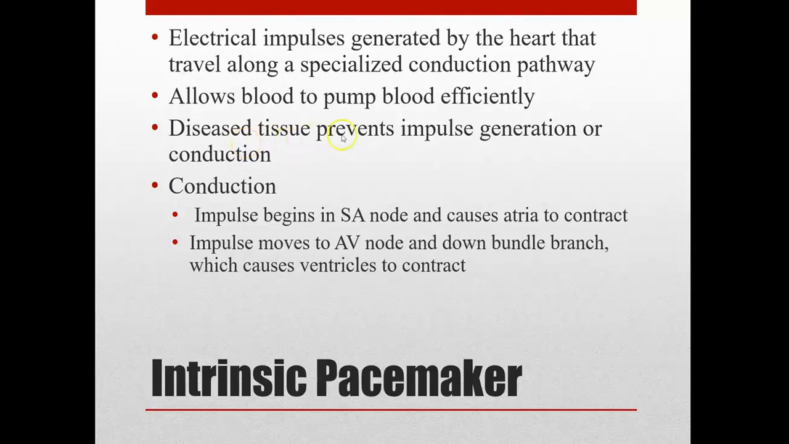And then diseased tissue can prevent impulse generation or conduction. Obviously our SA node is the natural pacemaker of the heart in a normal healthy person. Sometimes it fails and then we have to insert a temporary pacemaker, or sometimes a permanent pacemaker. Sometimes ablations are needed to help the SA node, or whatever node or area of the heart is being affected, start working properly again.